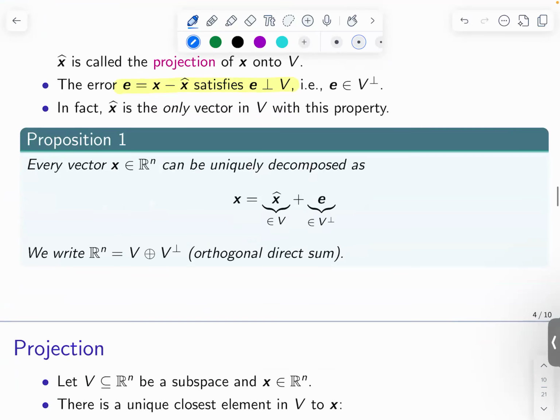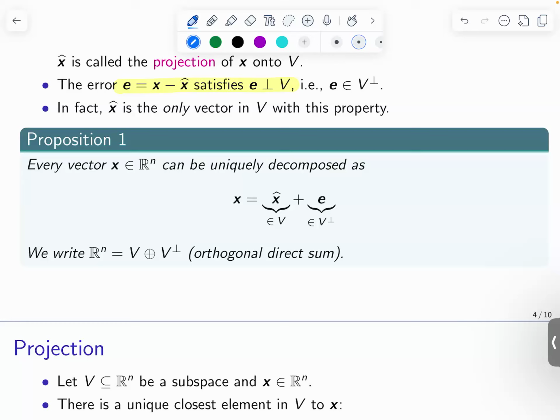That's summarized in this proposition. For every vector X in Rn, we can uniquely decompose it as X hat, a component in V, which is going to be the projection of X, and a component in V perp, which is going to be the error. If you think about it, you can also view it differently. You can think of e as the projection of X onto V perp, and X hat as the error of that projection. There's this duality. I'm not going to dwell on that point.